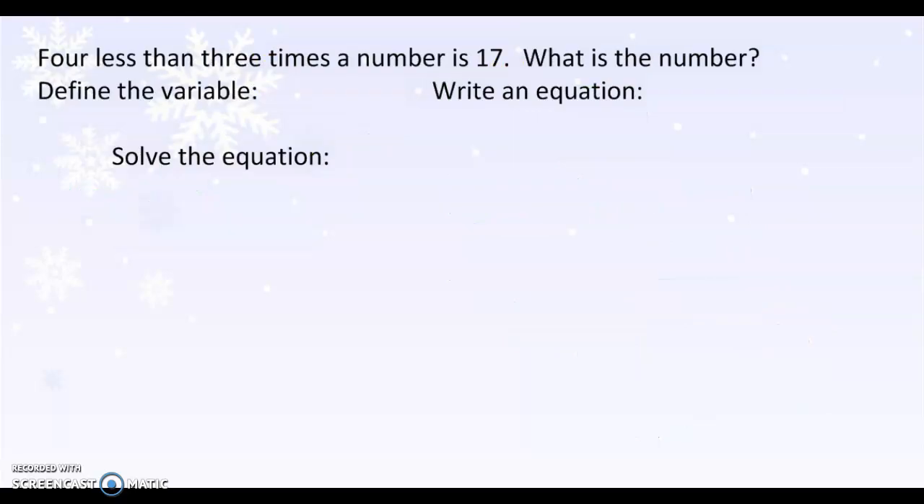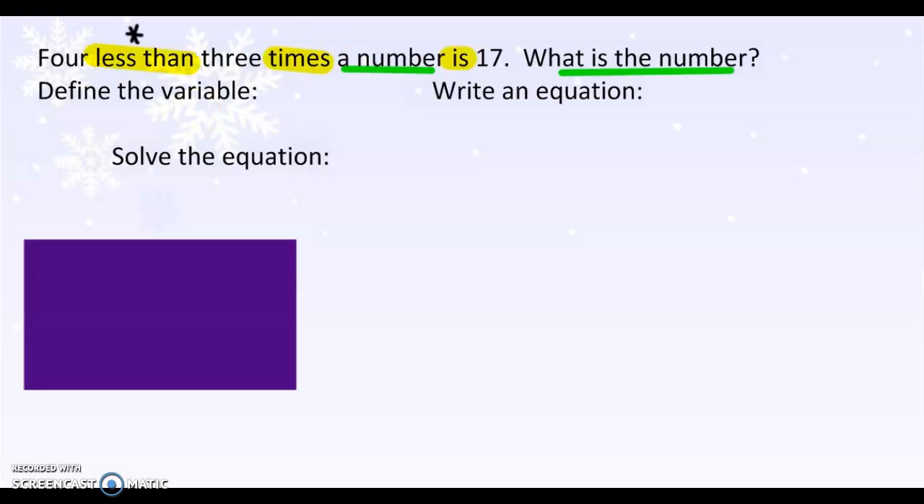Here's our last one. 4 less than 3 times a number is 17. Pause the video and identify any math words that you see on here. So we have a couple identified words. We have less than, which implies subtraction. And I've got an asterisk here. This doesn't stand for multiplication. We'll talk about that in a second. Times means to multiply. And is means equal. What we don't know is what the number is. So I'm going to let n equal the number.